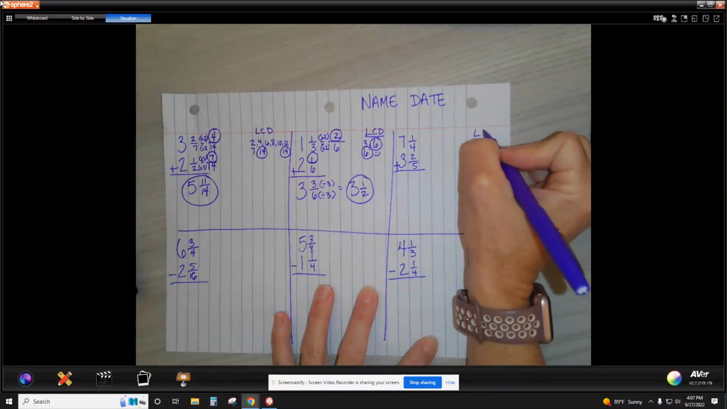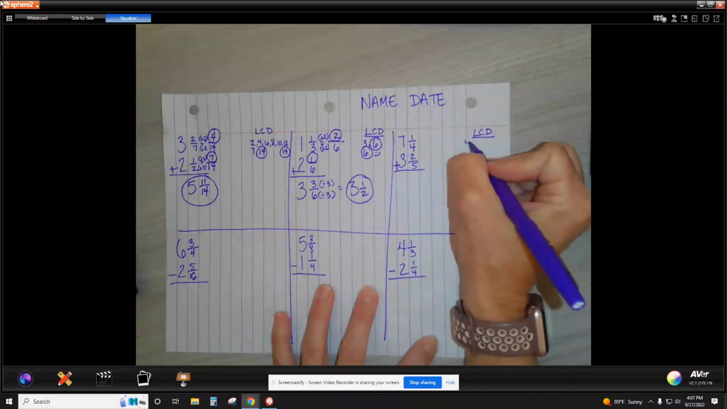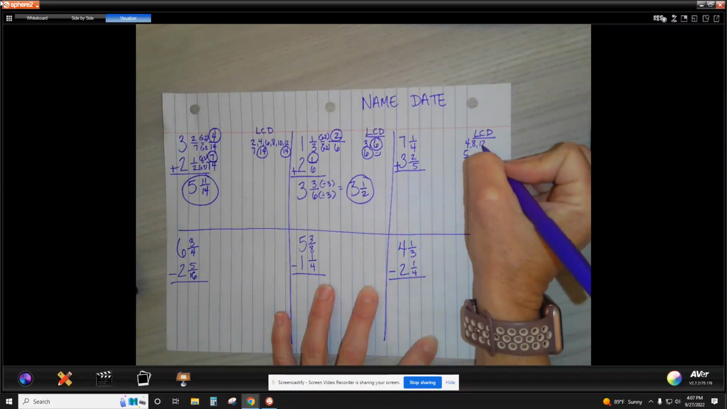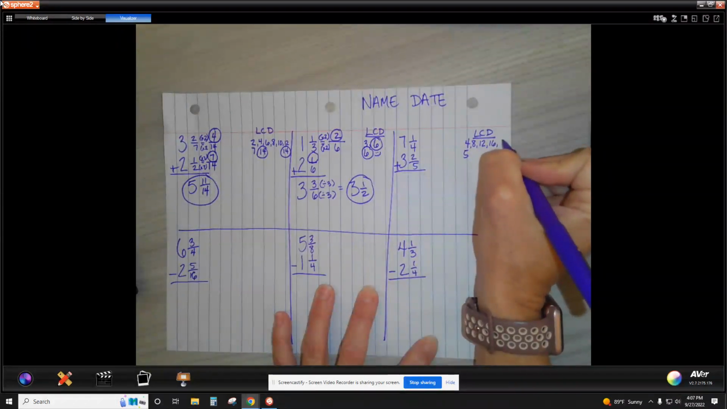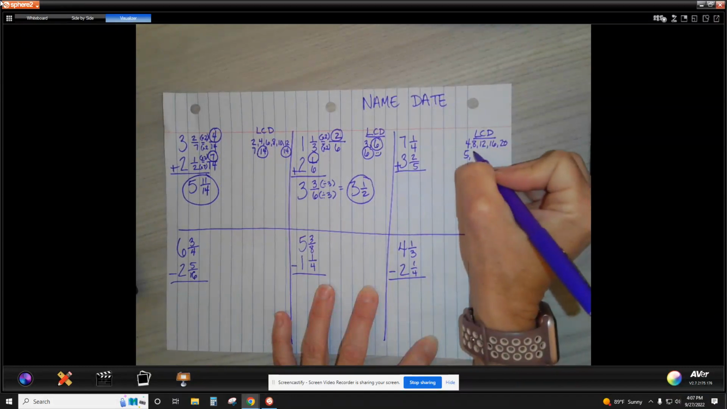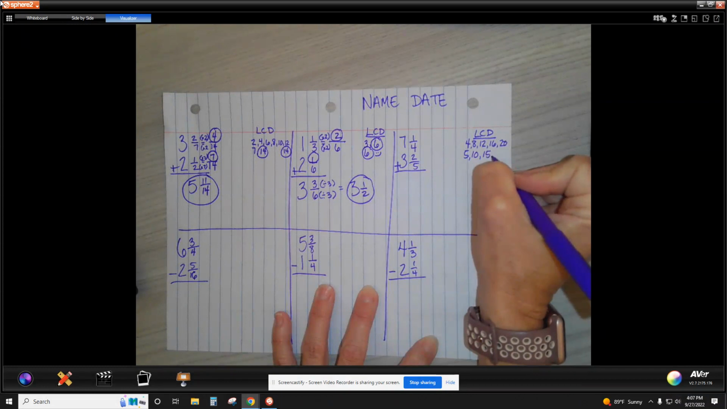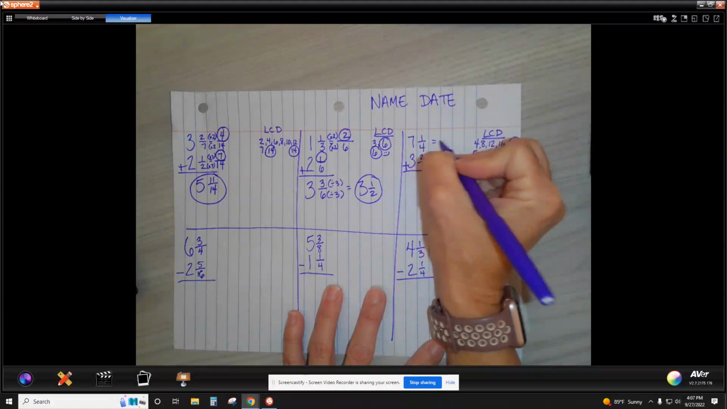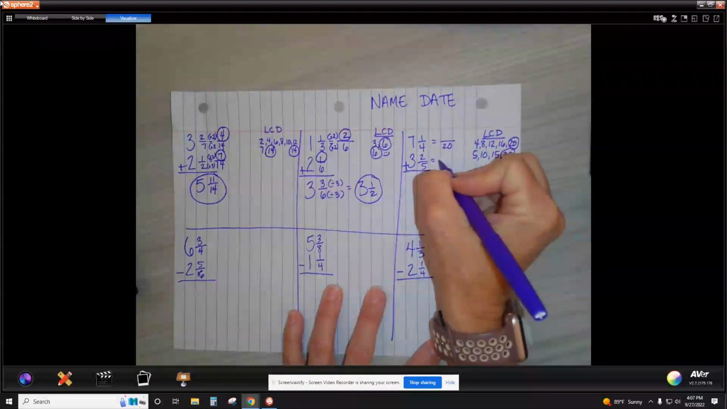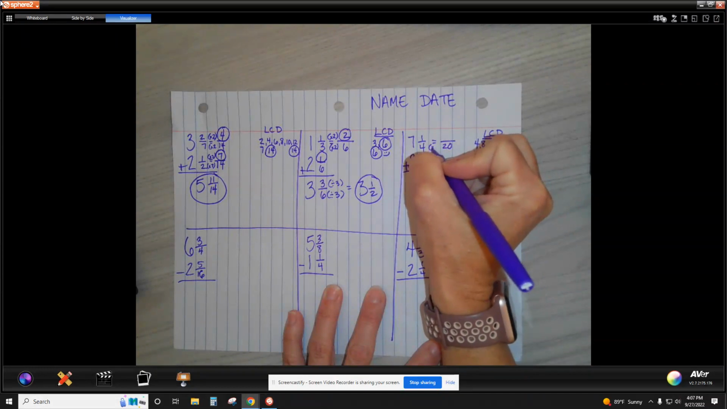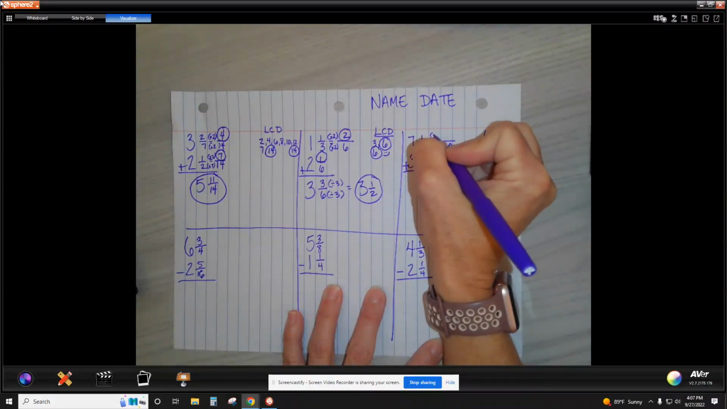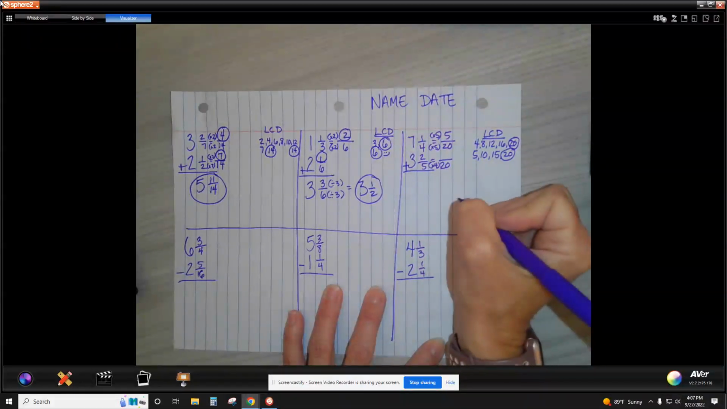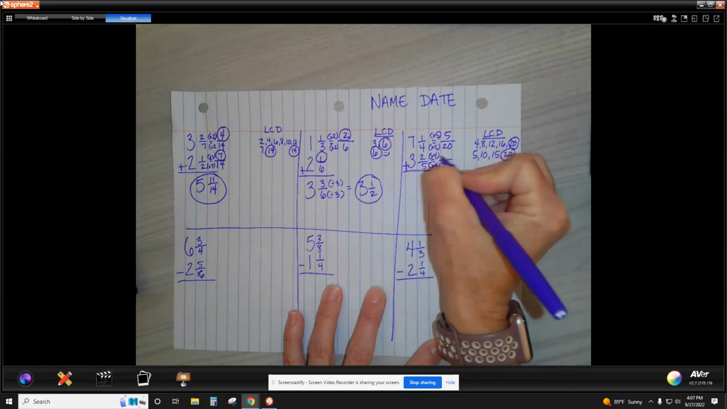Last addition one, least common denominator of 4 and 5. 4, 8, 12, 16, 20, 5, 10, 15, 20. So I'm going to change them both into 20ths here. Four times 5 is 20. 1 times 5 is 5. 5 times 4 is 20. 2 times 4 is 8.